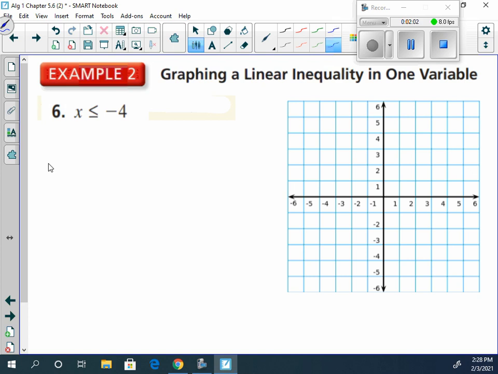Now, when we look at x is less than or equal to negative 4, well, this here we know is going to be a line going straight up and down, because x equals is going to be a vertical line. Now, we find where x is equal to negative 4. Well, that would be negative 4 on the x-axis. And it ends up being a line going straight up and down, because when it's x equals or an x and an inequality sign, it's straight up and down.